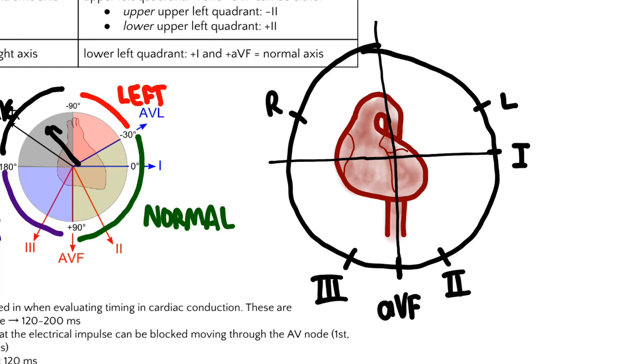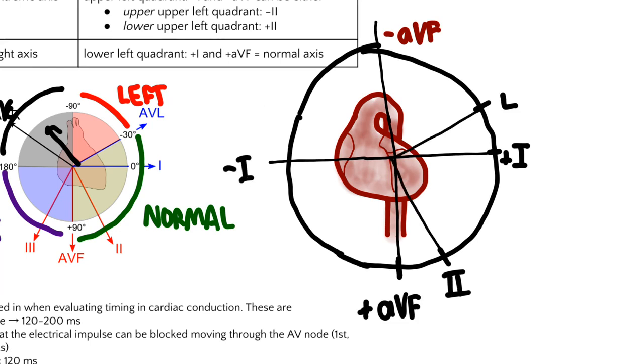Okay, and now what we've created is a Cartesian coordinate system. But it's kind of upside down from the normal ones that you would see. Because what we have here is positive AVF is going to be over here, which means that negative AVF is going to be up here. And we have that positive 1 is over here, which means that negative 1 is over here. Okay, so I drew in 2 and L as well.